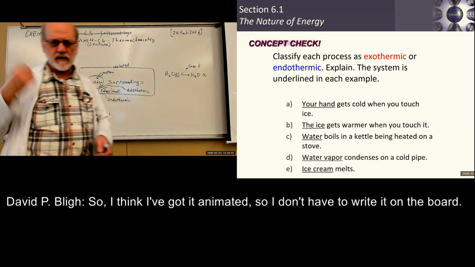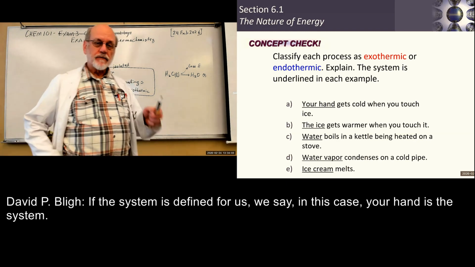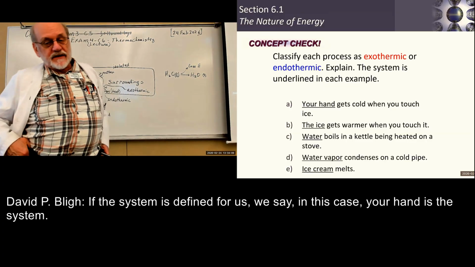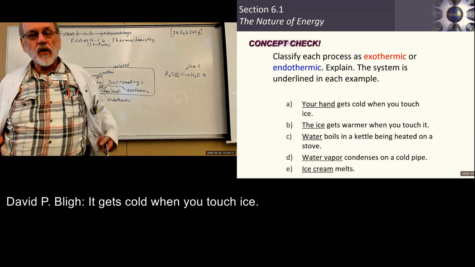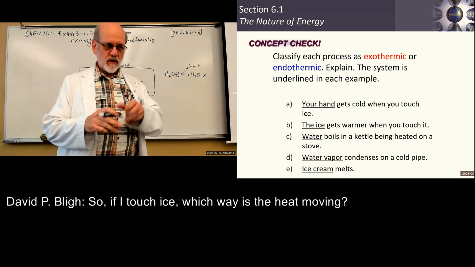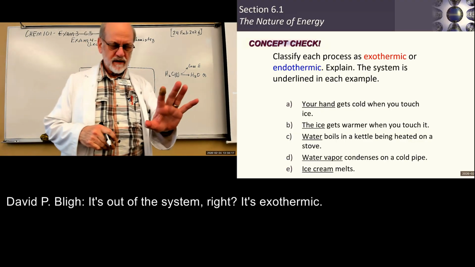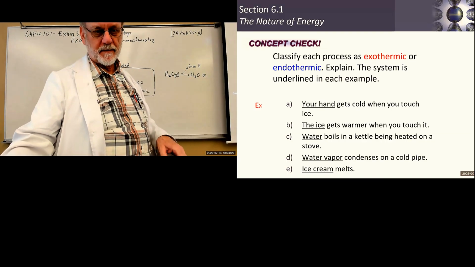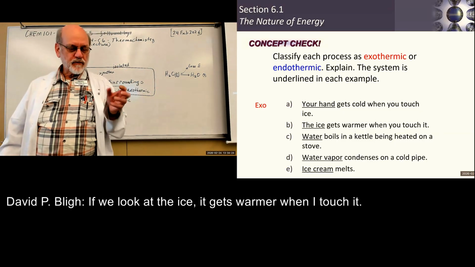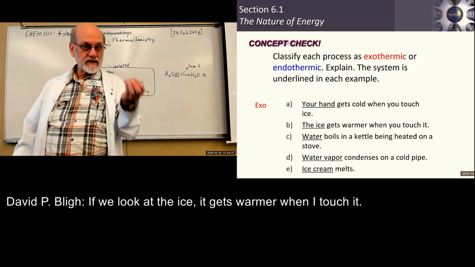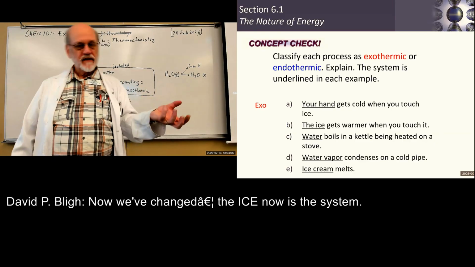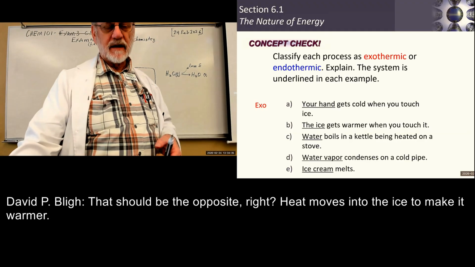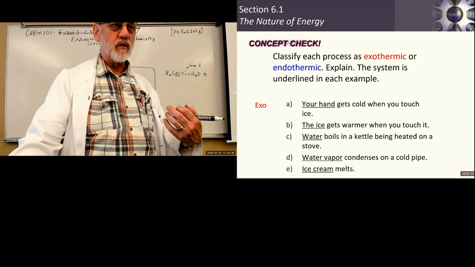So I think I've got it animated, so I don't have to write it on the board. If the system is defined for us, we say in this case, your hand is the system. It gets cold when you touch ice. So if I touch ice, which way is the heat moving? It's out of the system, right? That's exothermic. If we look at the ice, it gets warmer when I touch it. Now we've changed, the ice now is the system. That should be the opposite, right? Heat moves into the ice to make it warmer.